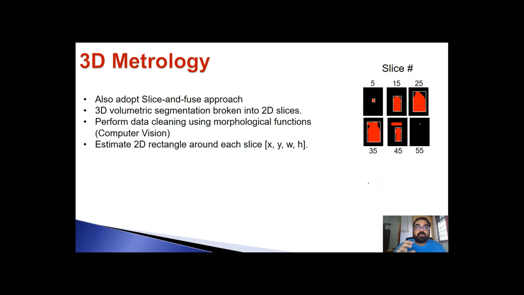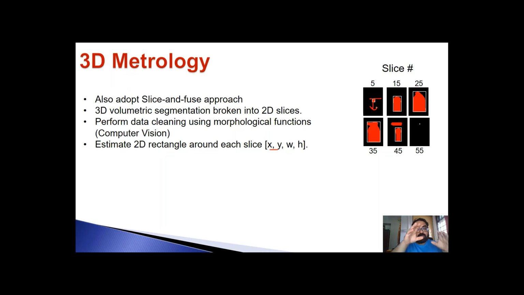We perform our 2D metrology on each of these 2D slices separately. So we estimate a rectangle around each slice, which is represented by 4 parameters. X, Y over here would refer to where the object is starting, and W and H refer to the width and the height, the dimension of the region that we are looking for. And we do that for each of these slices.